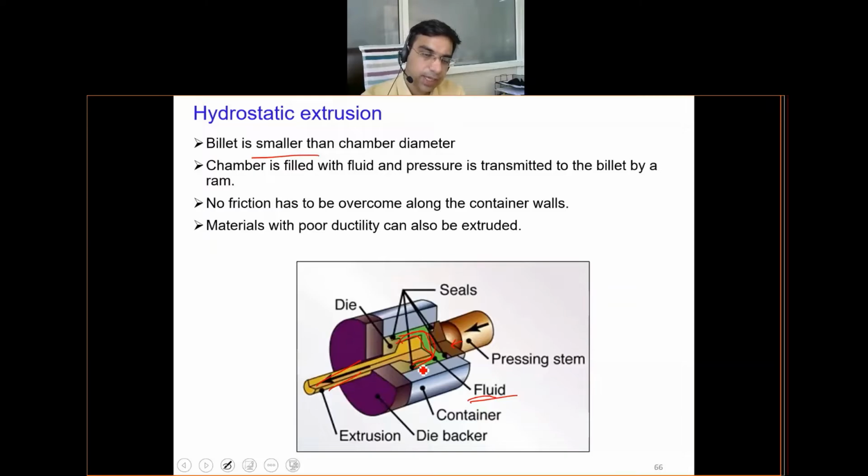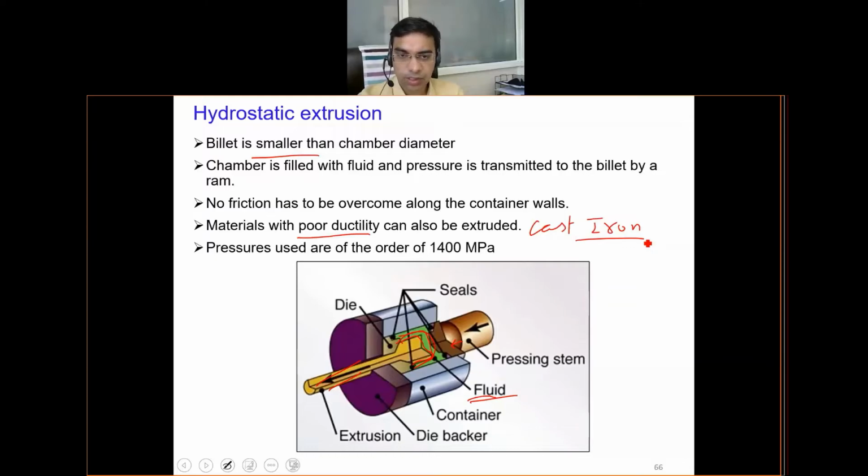So materials with extremely poor ductility, for example cast iron, can be extruded using this method, and we can get pressure as high as 1400 MPa. That is a very high value of pressure that can be developed using this variant of extrusion process known as hydrostatic extrusion.